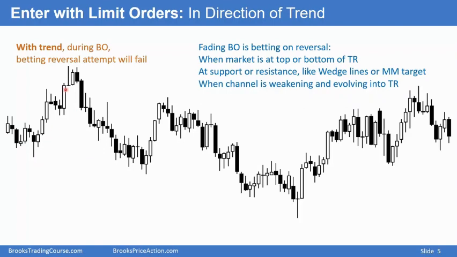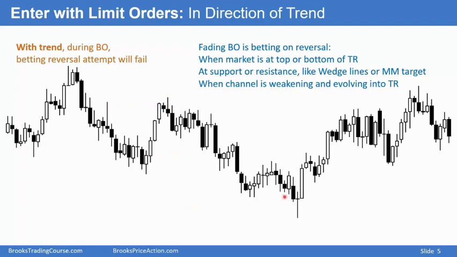When the market's in a reasonably strong trend during a breakout, there's a breakout here, traders will bet that reversal attempts will fail. For example, they'll buy with a limit order at the low of this bar, betting that there'll be at least a small second leg up. When the market is starting to look like a trading range, traders will bet that breakout attempts will fail. For example, they might sell above the high of this bar, betting that the first reversal up from a tight bear channel is likely a bull leg in a trading range. So they'll sell at that high, betting that the reversal up will fail.